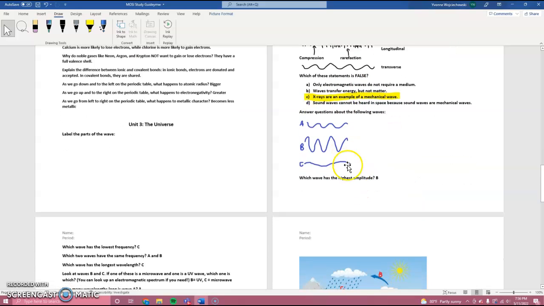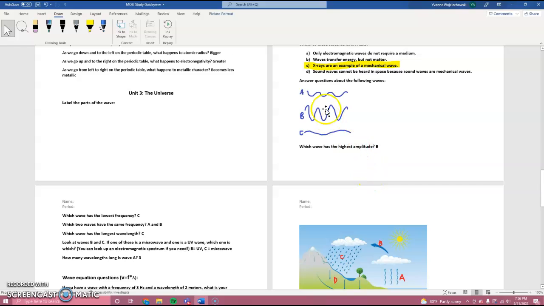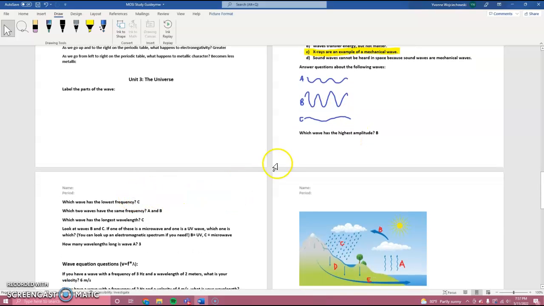Here are my 3 beautiful waves that I drew. Which one has the highest amplitude? B. It's basically, what is the tallest looking wave? That is the one with the highest amplitude. That is B. Which one has the lowest frequency? That would be C. Notably, C also has the longest wavelength. I jumped ahead a little bit. C has the lowest frequency and the longest wavelength.